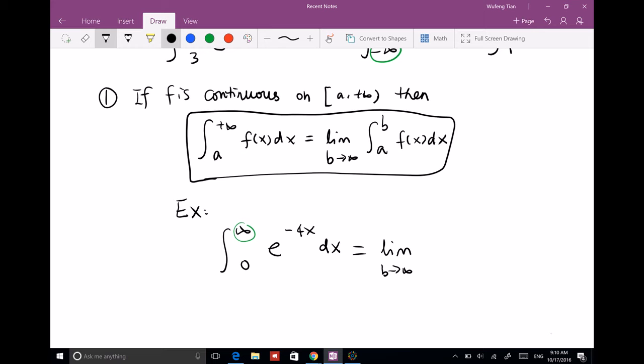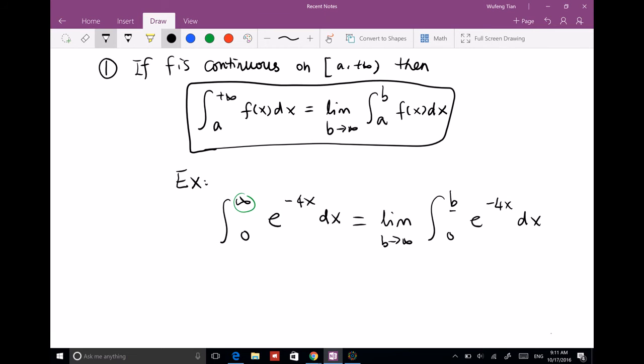Okay, so what I do, I change the b goes to infinity, change the whole thing to a limitation from 0 to b, and e to negative 4x dx. So in this way, you have a b, you can plug a b in. Okay, so what do? You can do negative limit b goes to infinity, and then the antiderivative of e to negative 4x.